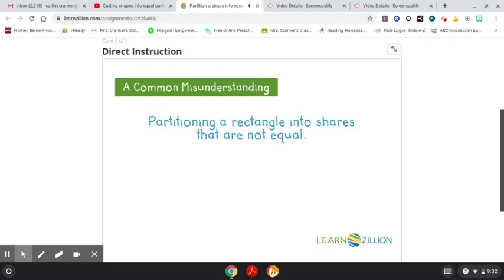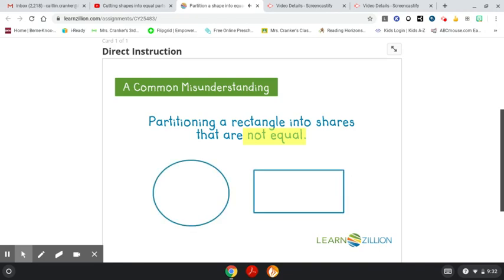A common misunderstanding that mathematicians can make is partitioning a rectangle into shares that are not equal. They might count the number of shares and describe those shares as the fractions 6ths or 8ths without checking to see if all regions are equal to the other regions inside of that whole. It is important to remember that a whole must be partitioned into equal parts before we can decide what fraction of the whole each share represents. We would only say that the shares are the fraction 1/8 if each share takes up the same space as the other 7 pieces of a whole.